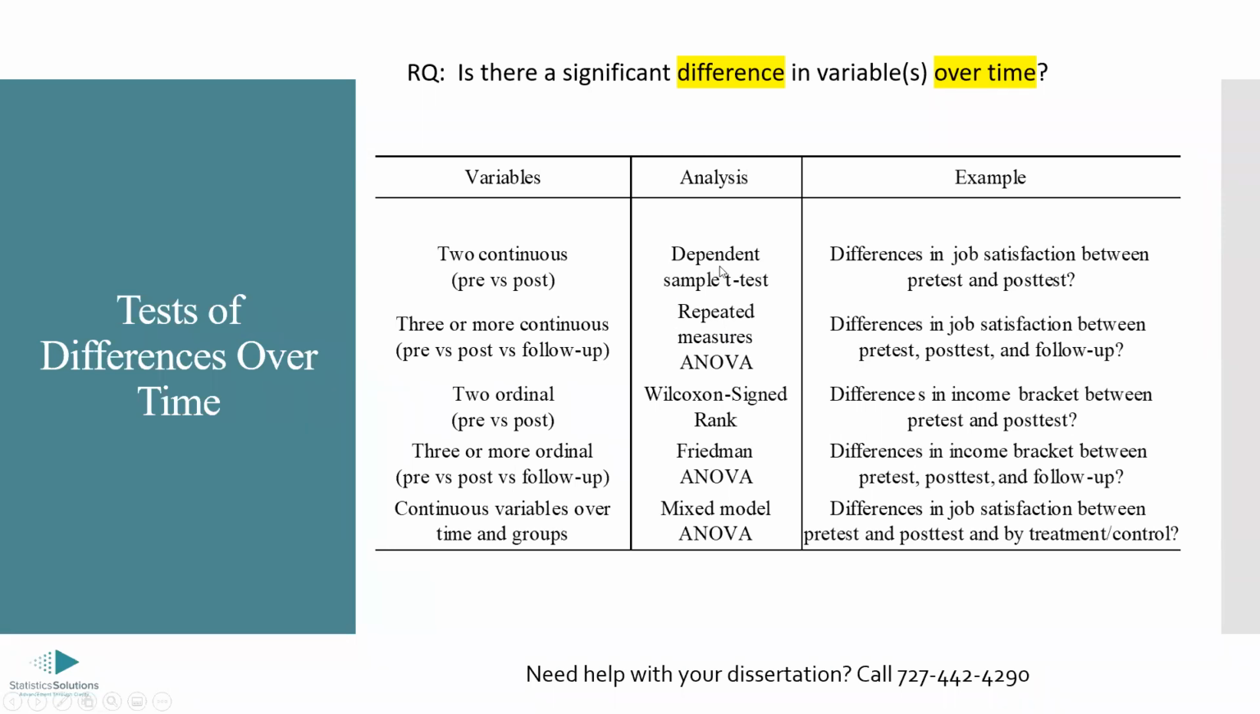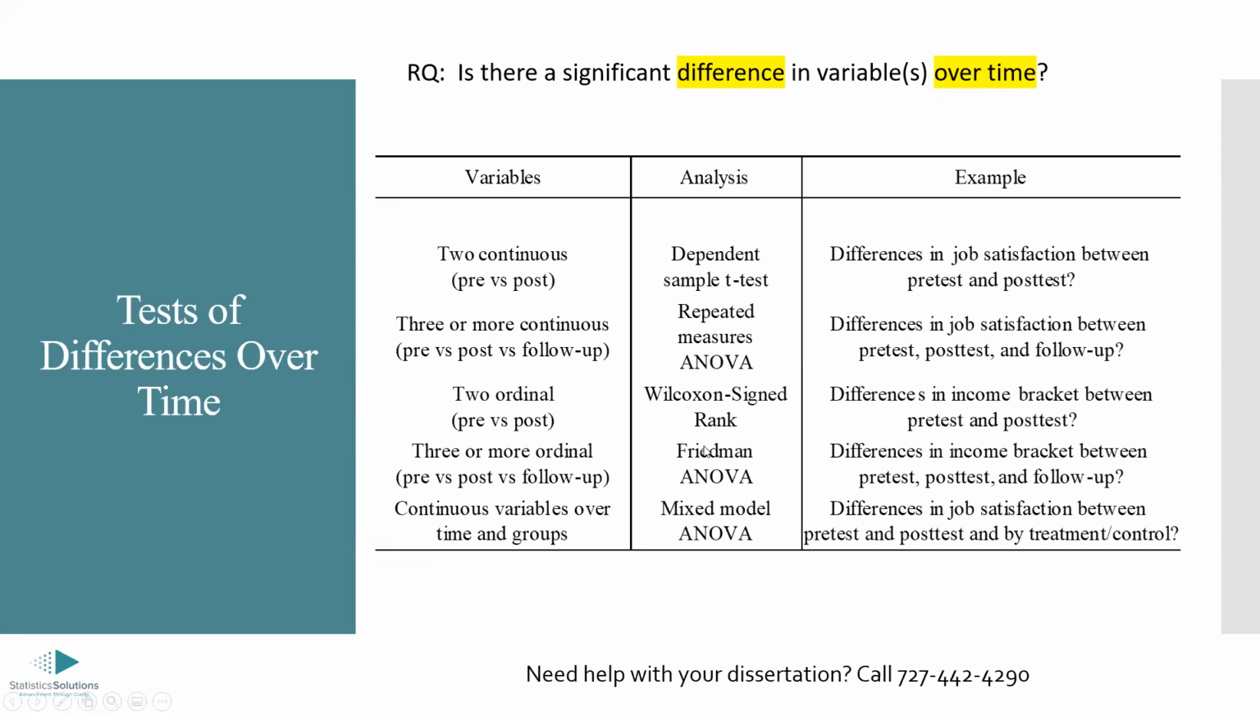The non-parametric alternative to a dependent sample t-test is called a Wilcoxon signed-rank test. This is used either when you have an ordinal variable like income bracket, and you're trying to see, is there a difference between pre and post-test? But it can also be used if your assumptions of a t-test are not met. So if you check for job satisfaction, how well does it resemble a normal distribution? And that assumption is not supported, then you can run a Wilcoxon signed-rank test as an alternative.